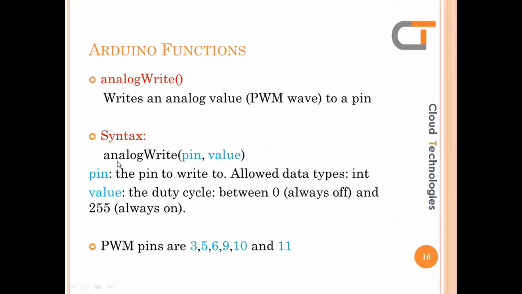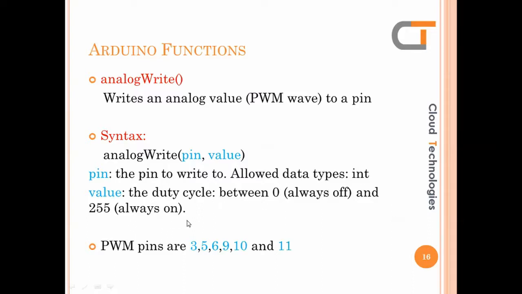So this is the syntax: analogWrite of pin comma value. Pin means nothing but the digital PWM pin number, and the value should be in the range of 0 to 255. The pin is the pin to write to, with data type int. And the second argument is the duty cycle, which should be in the range of 0 to 255.